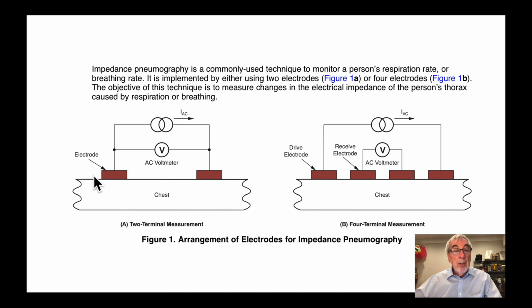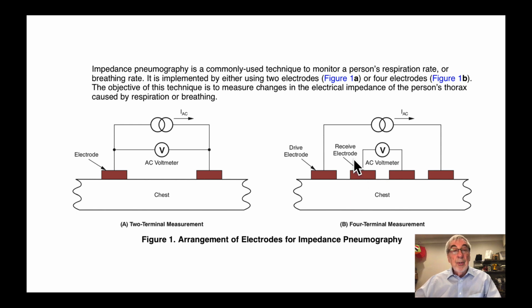Here's how it works. The implementation that I'm going to show you has only 2 electrodes. There are also 4 electrode ways to do that. Here's the chest cavity. You put an electrode here, an electrode here, and measure the resistance between this electrode and that one with a constant current source, which happens to be an AC source, and measure the AC voltage. A slightly better way to do that is using the 4-probe method.